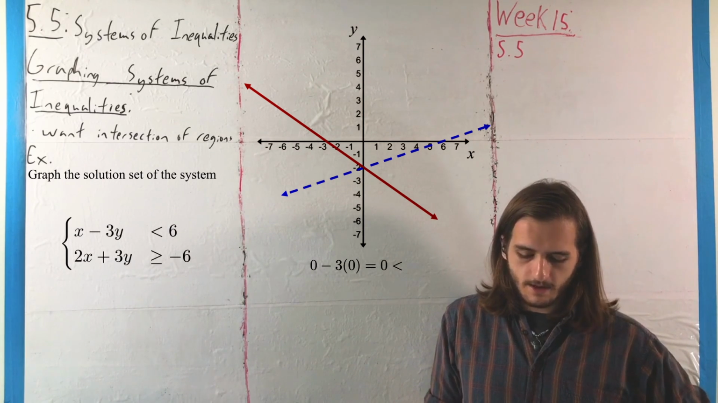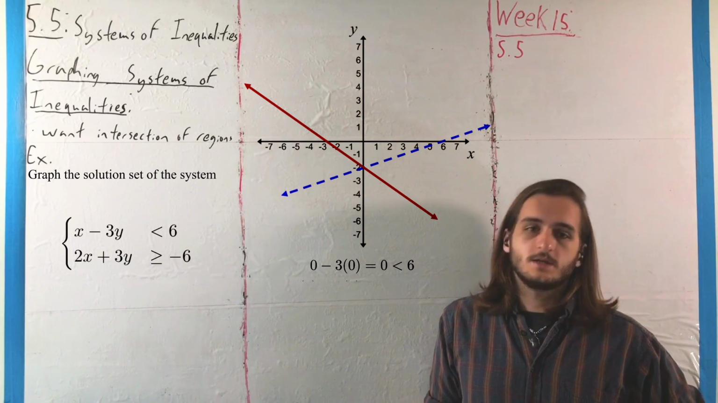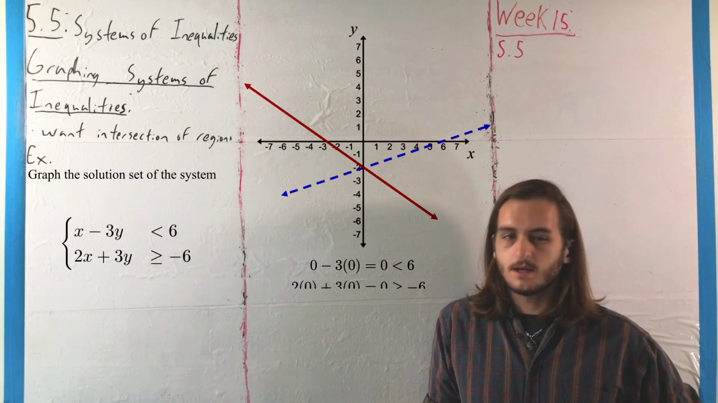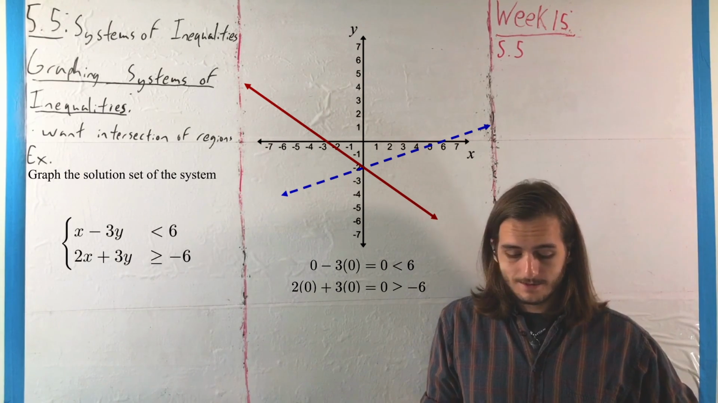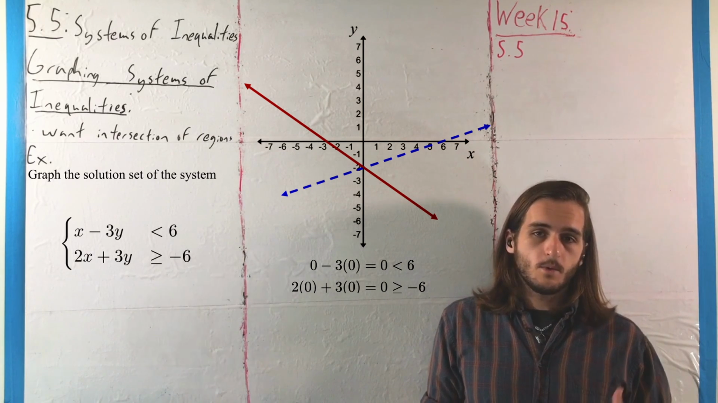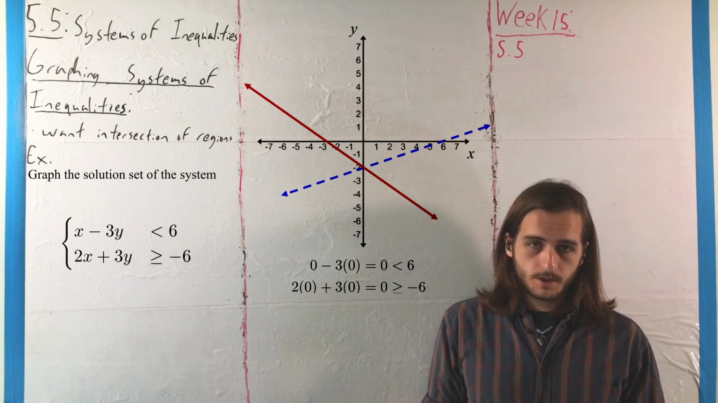So for our first part of that system, we have 0 minus 3 times 0, which is equal to 0, which is definitely less than 6. Meanwhile, for our second, we would have 2 times 0 plus 3 times 0 is equal to 0, which is definitely at least negative 6. So we would have the point (0, 0), the origin, included in both.